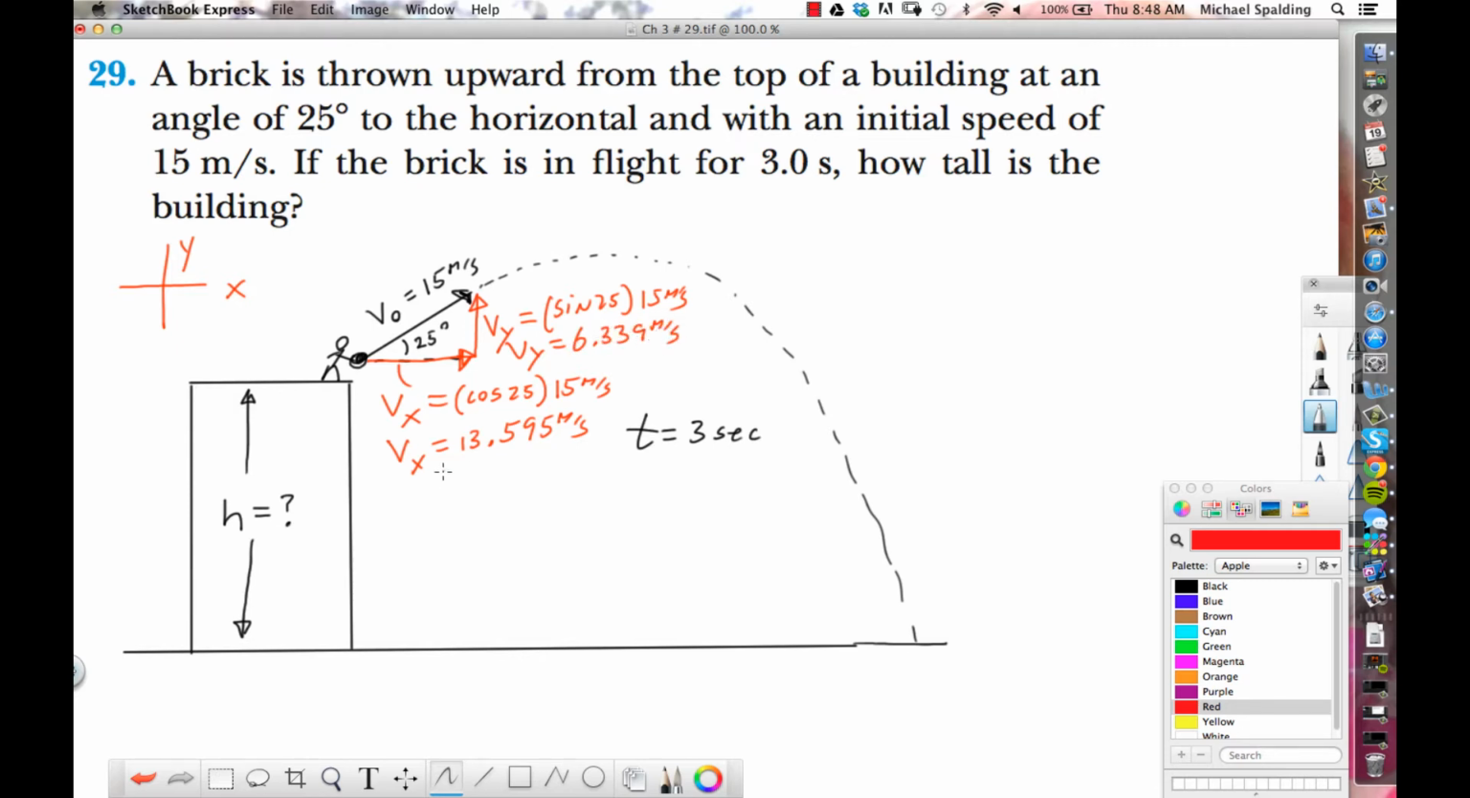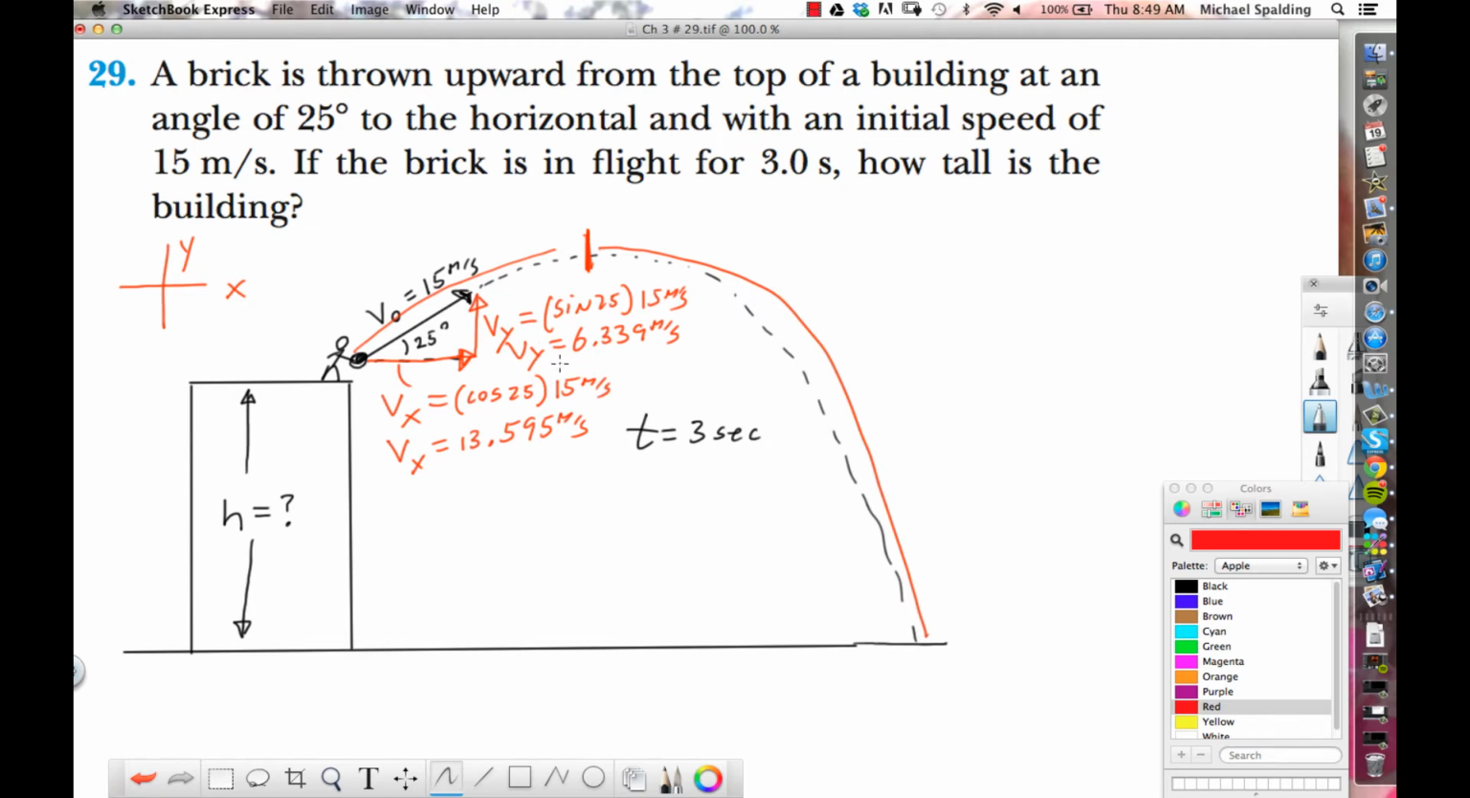Now, if the brick is in flight for 3 seconds, how tall is the building? So really, we're given the initial velocity of the brick and the time in the air. And the question is, what is the height of the building? This problem could be solved by breaking it into multiple steps. Over the years of doing this problem, I've seen kids find the time to go to here, and then subtracting that from 3 seconds, they have the time from here to the ground, and then what else?